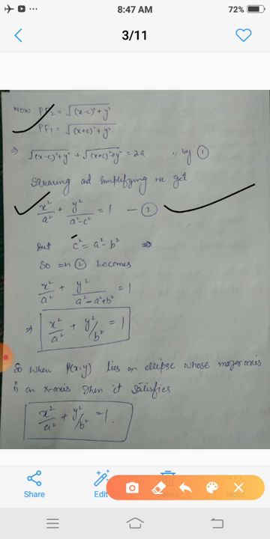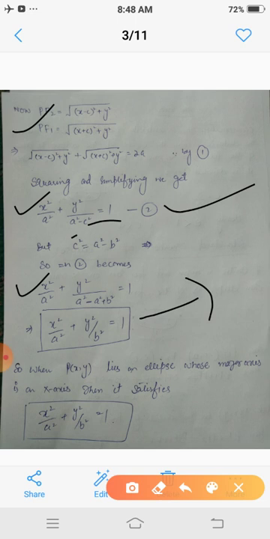So substituting c square in the denominator of y square, we get x square upon a square plus y square upon a square minus a square plus b square equals 1, which implies that x square upon a square plus y square upon b square equals 1. So this means that when a point P(x, y) lies on the ellipse, then it satisfies this very equation.